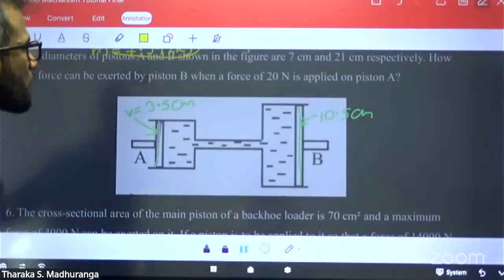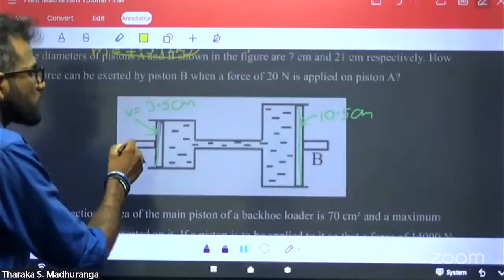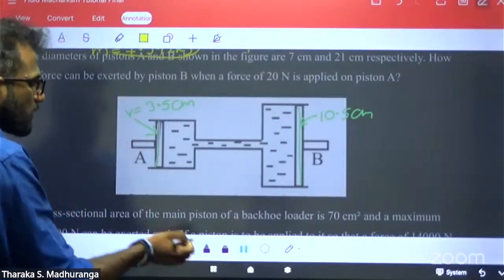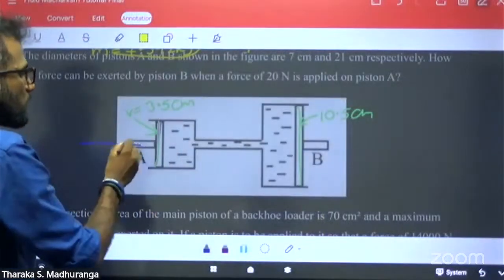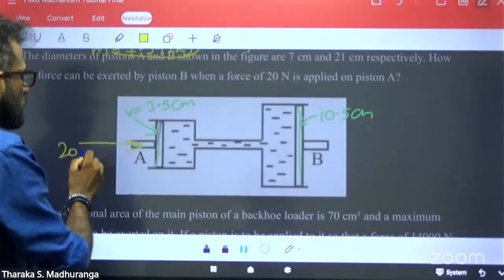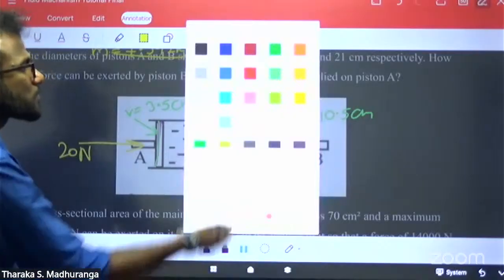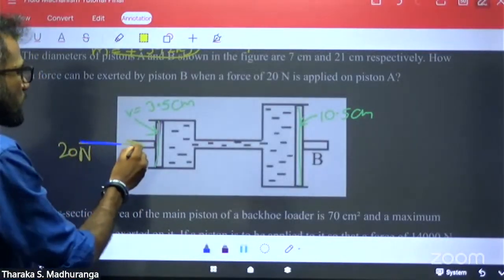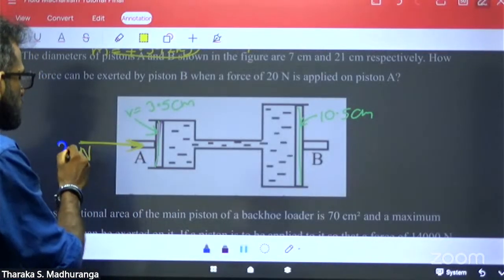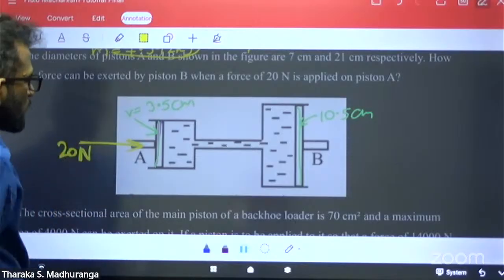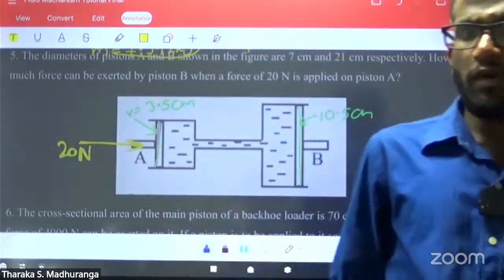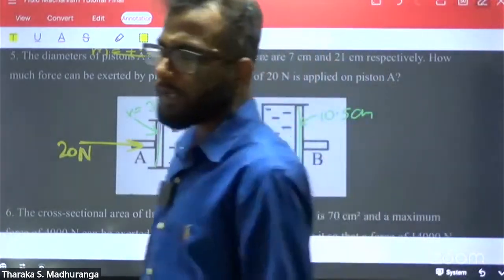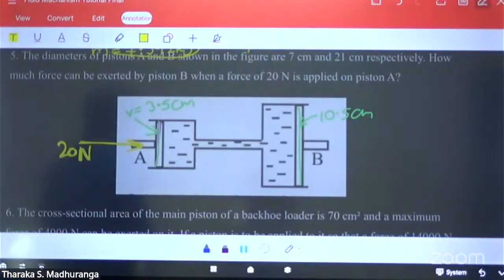How much force can be exerted by piston B when a force of 20 Newton is applied on piston A? We apply 20 Newton on piston A. How much force is exerted on piston B? Okay, what is the principle here? Pressure transmission.